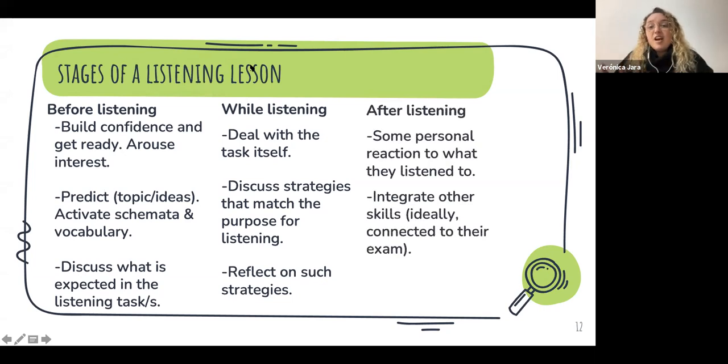And then we have the after listening. Once students have finished dealing with the listening text, they will have some kind of personal reaction to what they have listened to. Maybe you integrate other skills, ideally connected to their exam or not, it all depends on what your aims are. But this is what a typical listening lesson will look like.